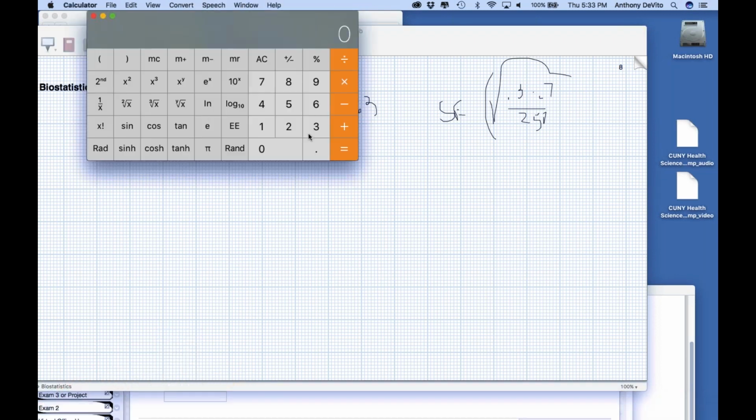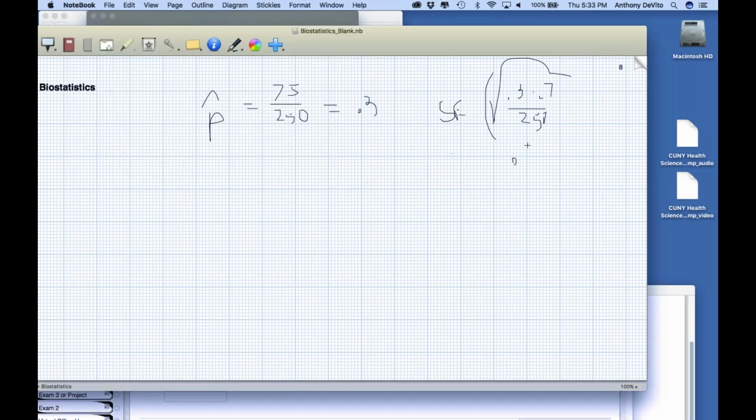Calculator. Clear everything out of here. 0.3 times 0.7 is equal to 0.21, divided by 250 is equal to 0.008. Square root of that is 0.029, let's say. Okay, so this is equal to 0.029, the standard error. So now what's the margin of error?